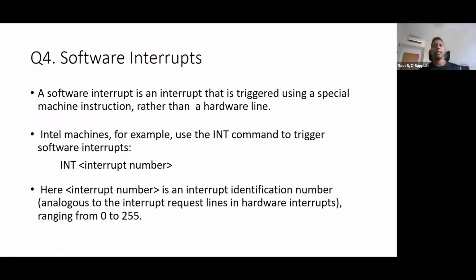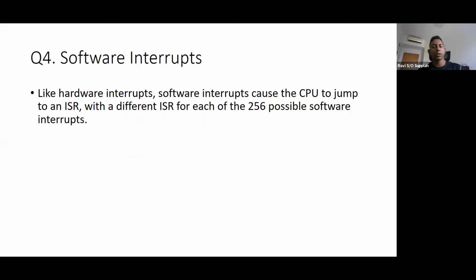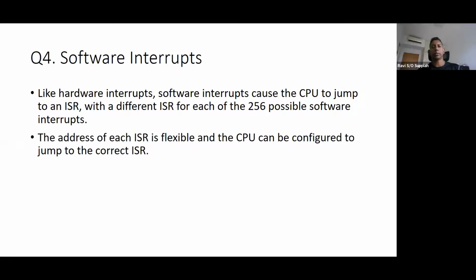So the interrupts are triggered in the software itself to make the processor do something for us. That is where software interrupts come in. Just like before, with hardware interrupts and software interrupts, in both cases you have an ISR for each of the possible software interrupts available in the system. The address of each ISR is flexible, and the CPU can be configured to jump to the correct ISR.